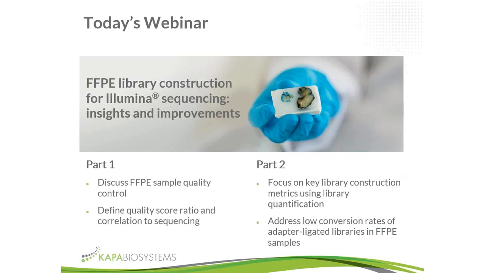So today, Dr. Mareka Appel will share insights and improvements on FFPE library construction for Illumina sequencing. In Part 1, she'll discuss quality control of FFPE samples and quality score ratios as they correlate to sequencing results using the KAPA Human genomic DNA Quantification and QC Kit. In the second part, the focus will turn to key library construction metrics using the KAPA Library Quantification Kit for libraries constructed from FFPE and how conversion rates of adapter-ligated libraries prove to be the major bottleneck in FFPE library construction. Dr. Appel will share how the new KAPA Hyper Prep kit is helping to address these issues.